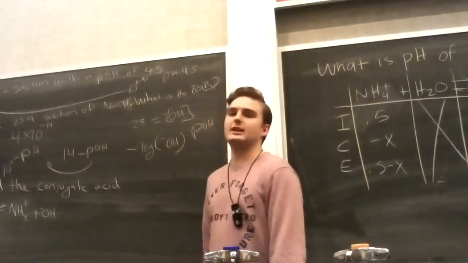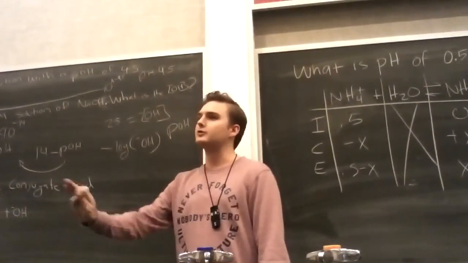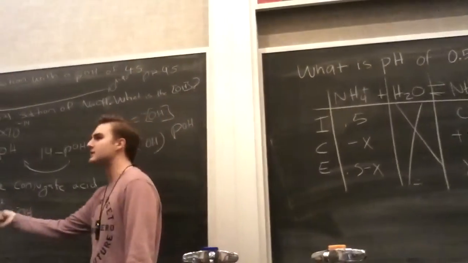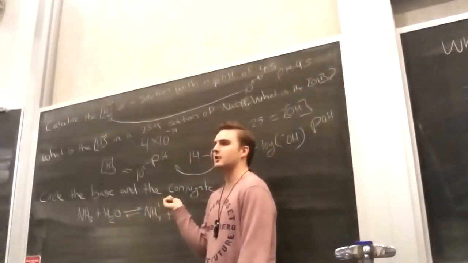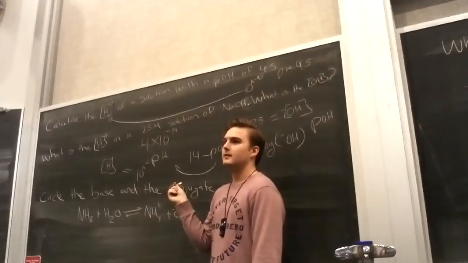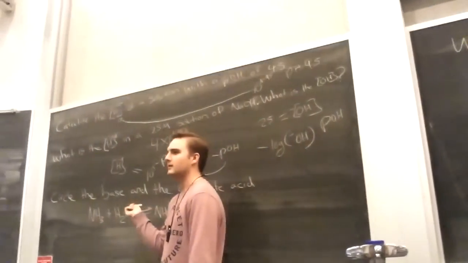Circle the base and the conjugate acid. This is a simple one. Corbin really drove this home for us. In this equation, if you can see it, where am I going to circle my base? Everybody make a beep noise as I go over it.